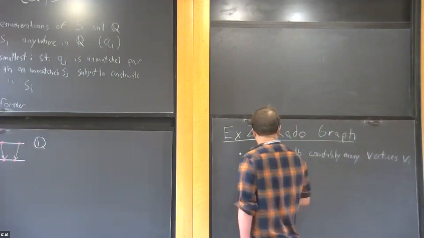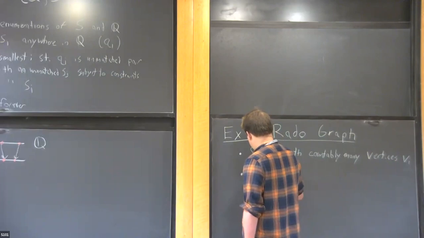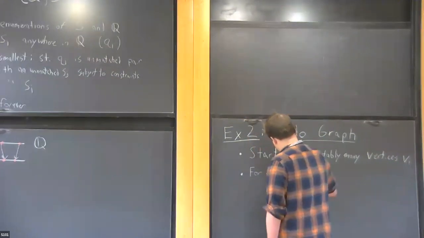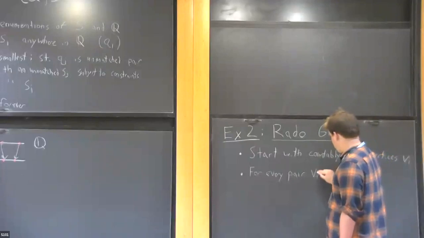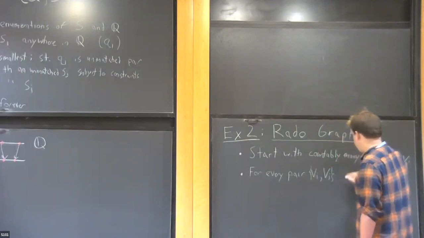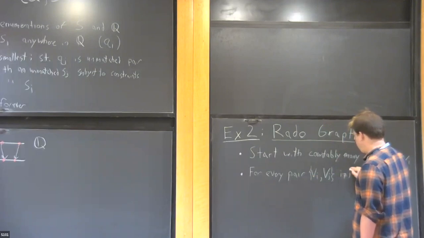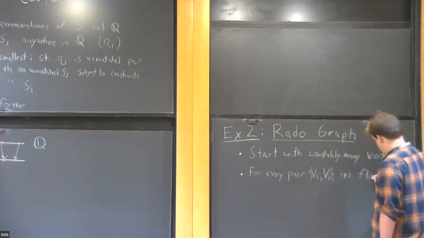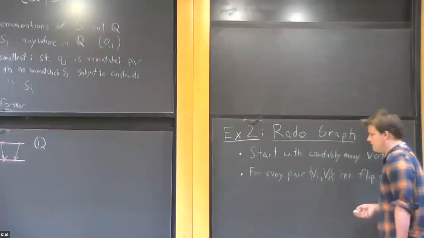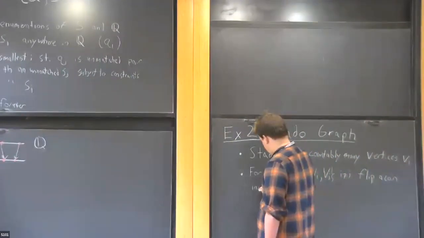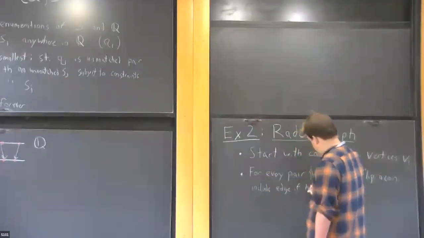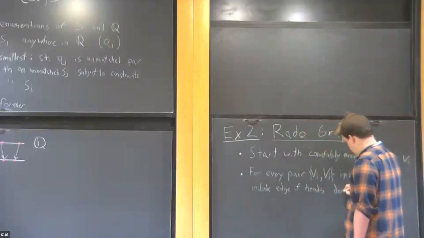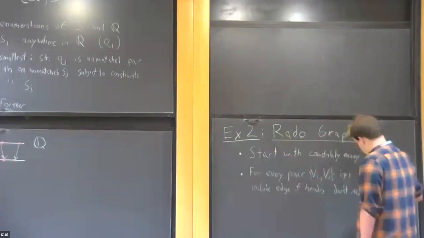So we have infinitely many vertices, and then for every pair v_i v_j, let's say unordered pairs with i not equal to j, flip a coin. Right, and then we include the edge if it's heads, and don't include it if it's tails.